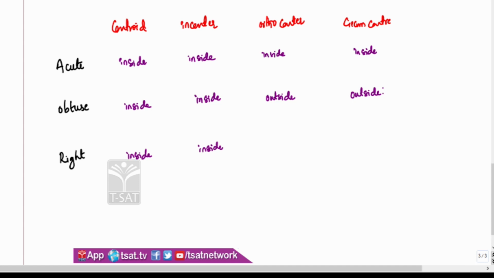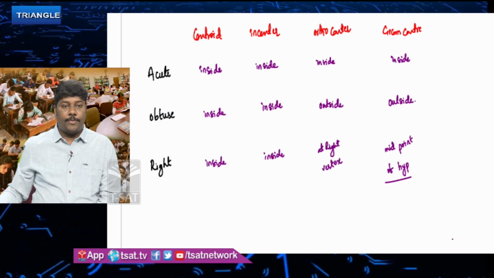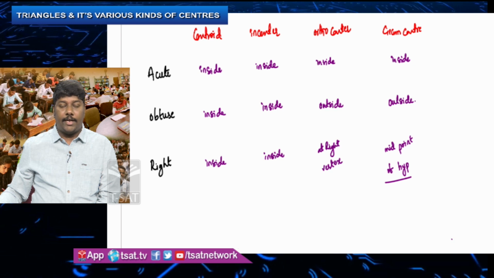When it comes to a right angle triangle, the orthocenter is at the right vertex. Now the circumcenter is exactly the midpoint of the hypotenuse. So these are the positions of the centroid, incenter, orthocenter, circumcenter with respect to acute, obtuse and right angle triangles.